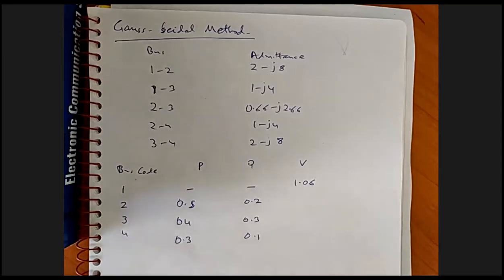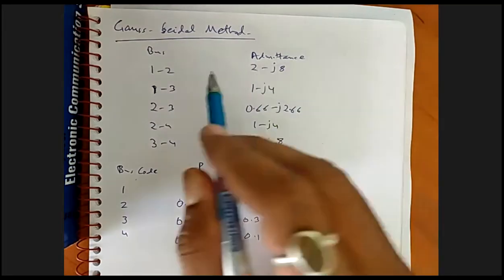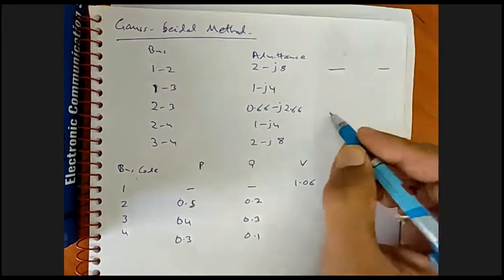So yesterday we discussed the Gauss-Seidel method, and now we will go through a numerical to clear the doubts. We have a 4-bus system. We have bus 1, bus 2, bus 3, bus 4.